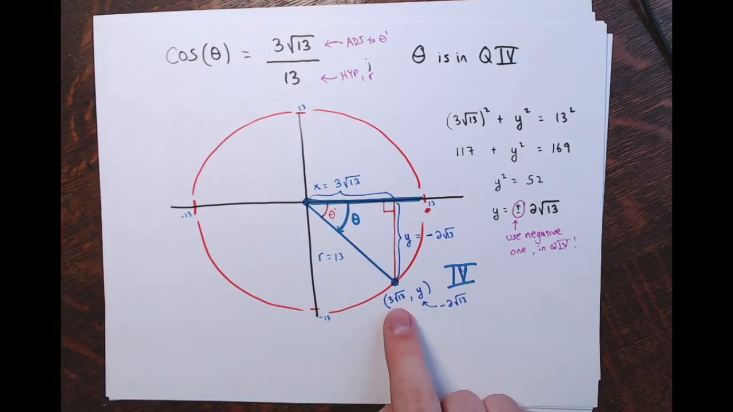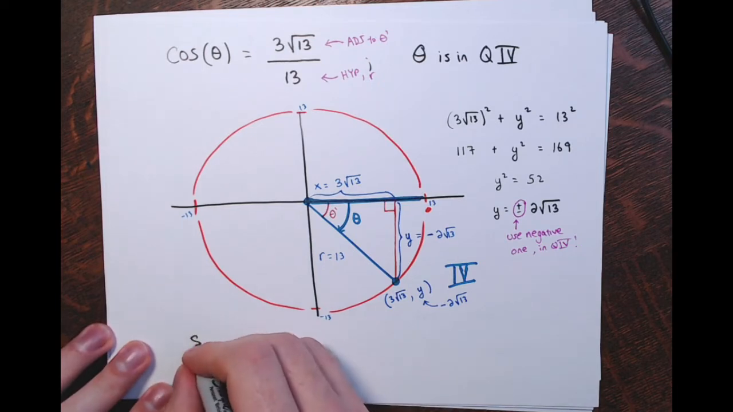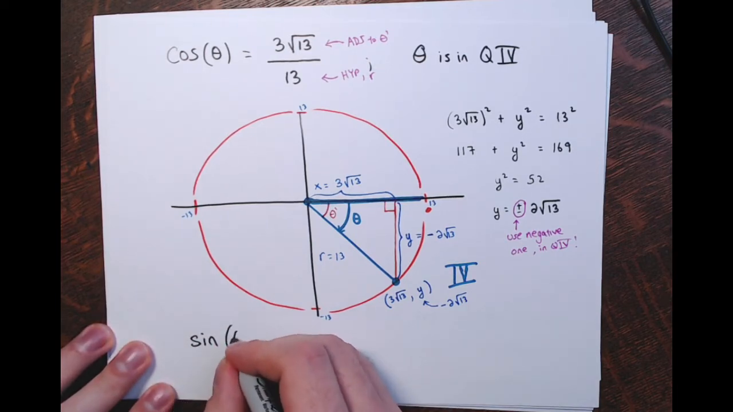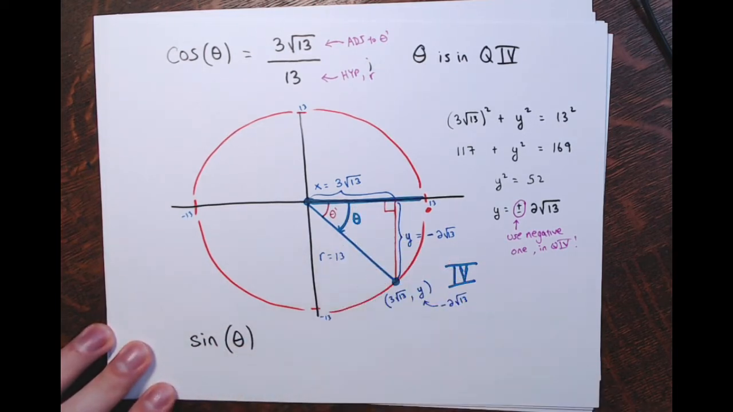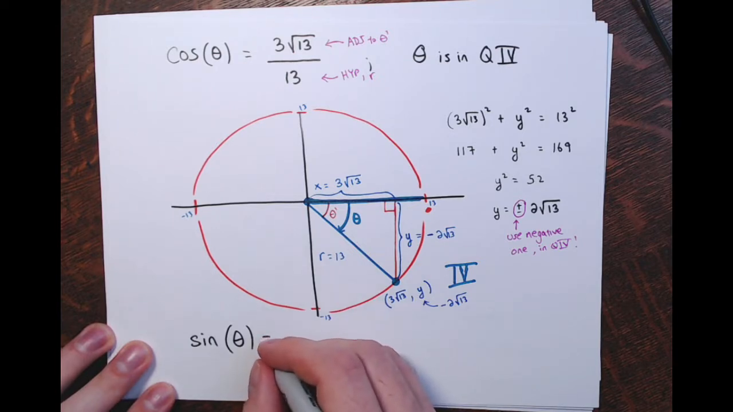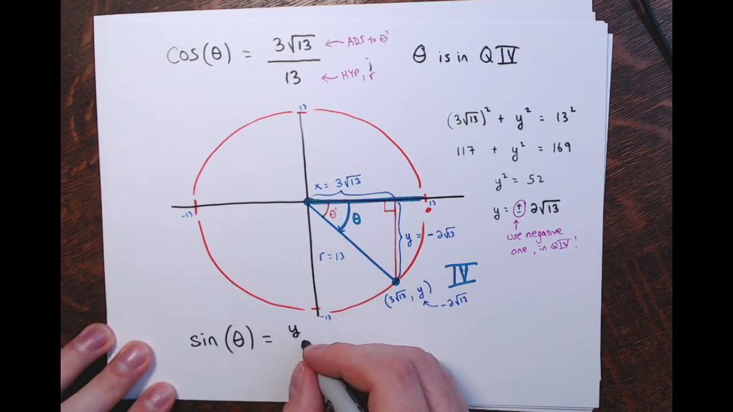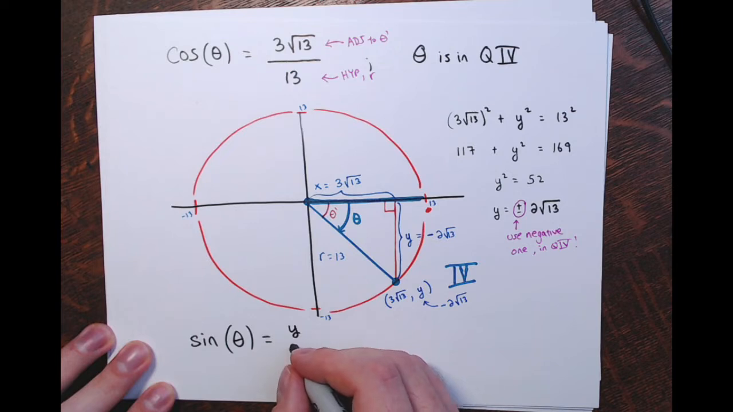So I have the x-coordinate, I have the y-coordinate of a point on this circle, and now I have the radius. So the sine, we're asked to find the sine of this angle theta that I drew. Remember, that's equal to the y-coordinate of a point on your circle divided by how far that point is from the origin.